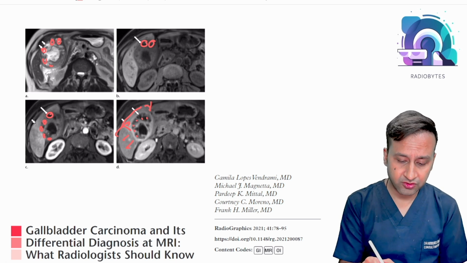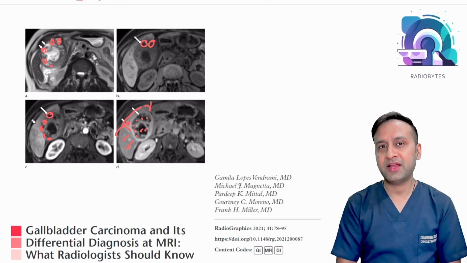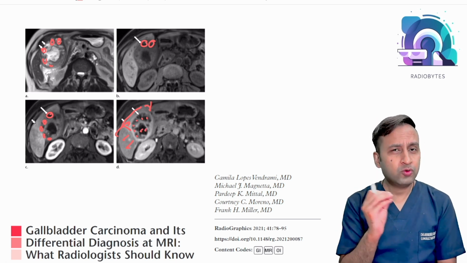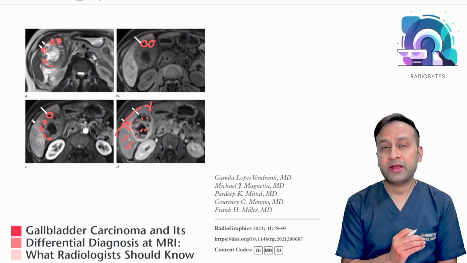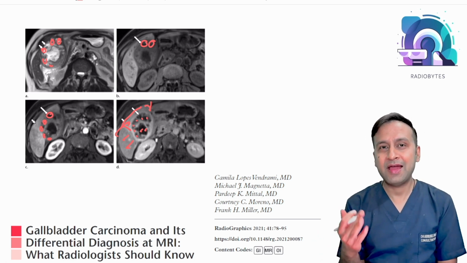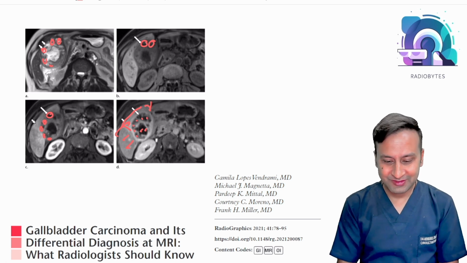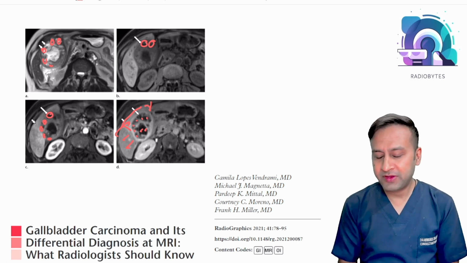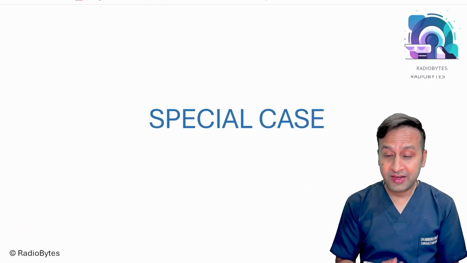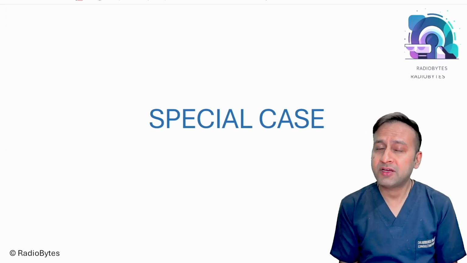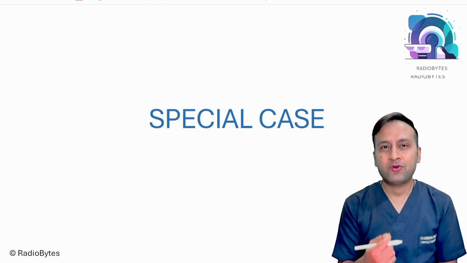Another very important feature of this disease is the intact mucosal lining. Although in our case, we could see a breach of the mucosal outline. However, the patient was operated and on histopathology, our diagnosis was confirmed. Before we end this session, there is another very important special case or a mimicker which I've also taken from the literature just for giving you an extra edge.